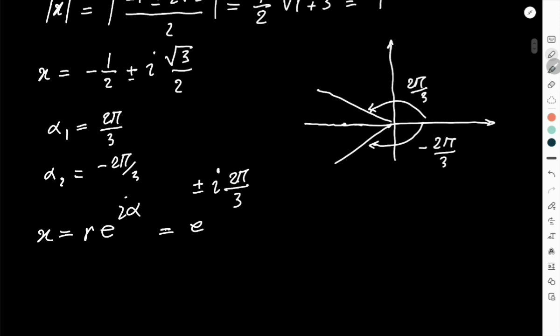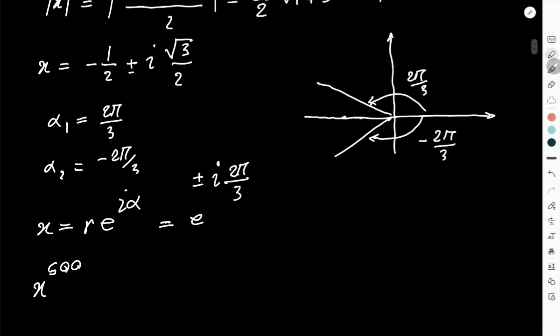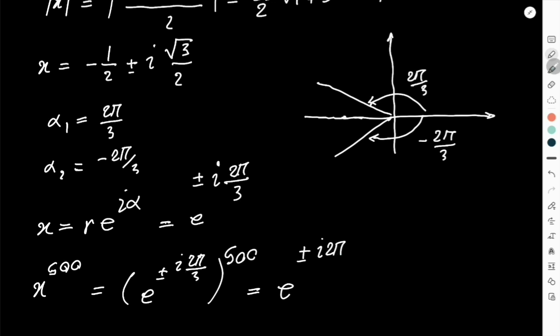And now if I want to calculate x to the power of 500 plus reverse of it, it's easy. Then I have this value, e to the power of plus minus i 2π over 3, to the power of 500, and then you get the multiplication of these powers. So we have here plus minus i 2π, and 500 divided by 3 is basically 166 plus 2 over 3, and I write it in that way.